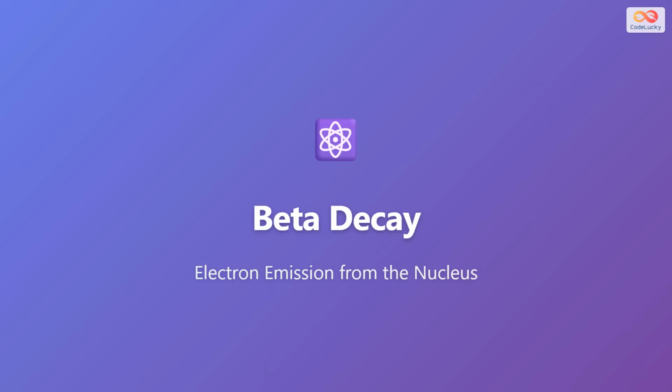Beta decay is one of the most important types of radioactive decay in nuclear chemistry. In this process, a nucleus undergoes a transformation by emitting an electron, which we call a beta- particle. This transformation changes the identity of the element itself, converting it into a completely different element on the periodic table.